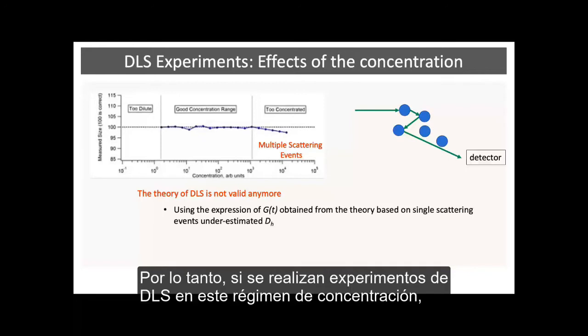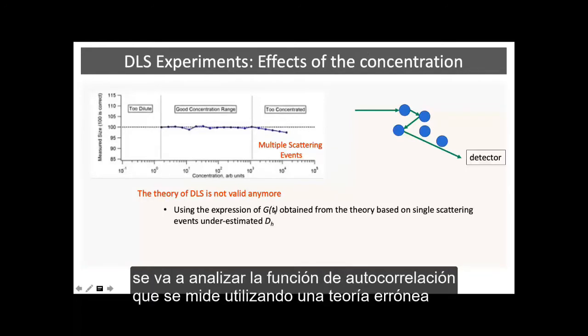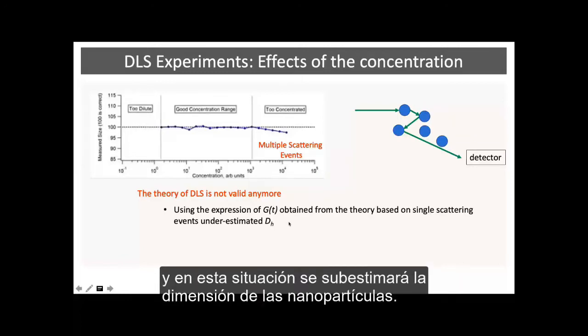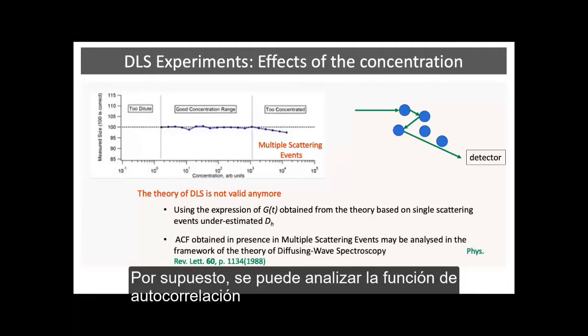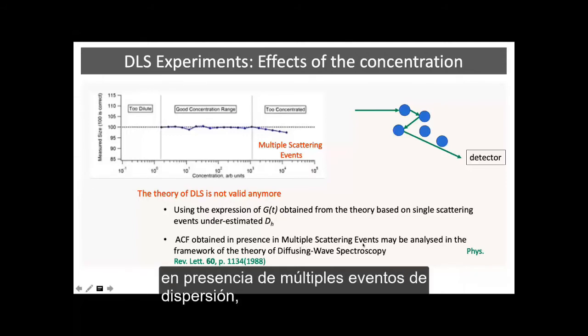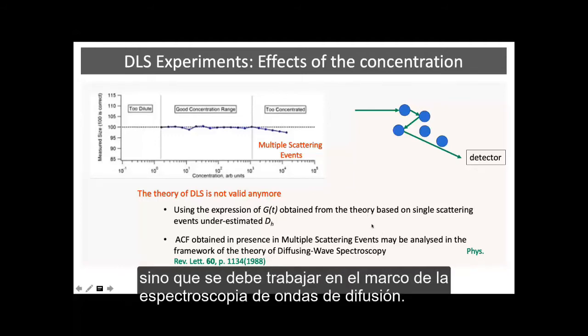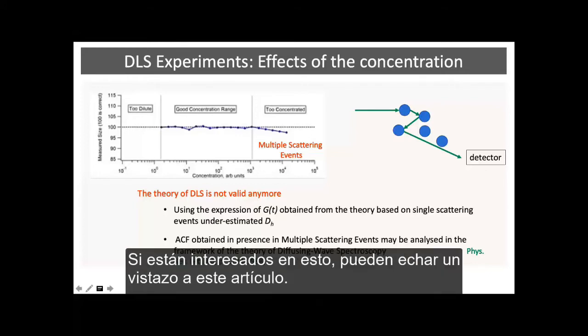So if you do DLS experiments at too concentrated regimes, you're going to analyze the autocorrelation function you measure using a wrong theory, which is based on single scattering events. And in this situation, you will underestimate the dimension of your nanoparticles. Of course, you can analyze the autocorrelation function in presence of multiple scattering events, but in this case, you must not take into account the theory of DLS, but you must work in the framework of the theory of diffusing wave spectroscopy. And if you're interested in this, you can have a look at this paper.